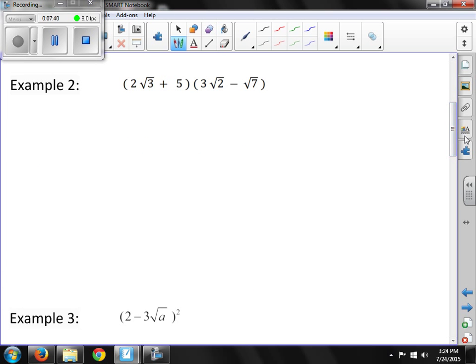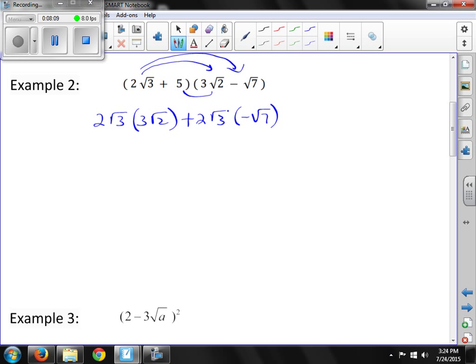Now this one looks a little messy. I'm going to have to FOIL: the first, the outer, and then the inner and the last. And I'm going to write it all down, because I think it would be easier for you to understand if I write it all down. I'll start off with 2 square roots of 3 times 3 square roots of 2 for the first, plus 2 square roots of 3 times negative the square root of 7. Then I'll do the inside and the last, plus 5 times 3 square roots of 2, plus 5 times negative square root of 7.